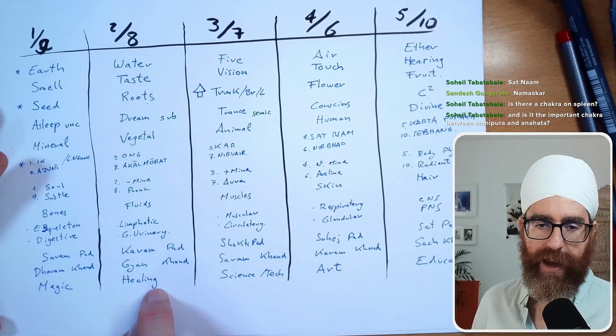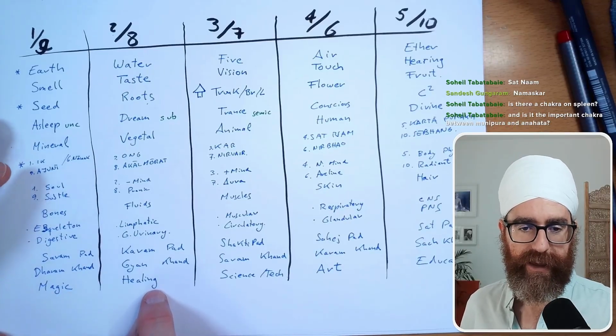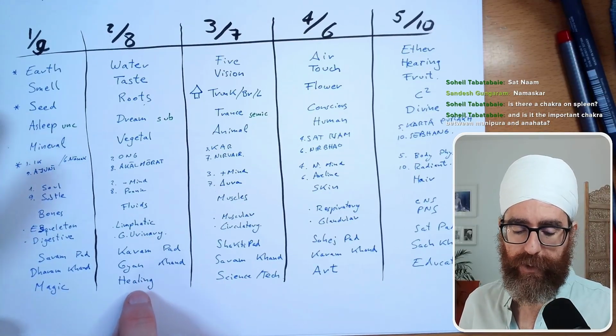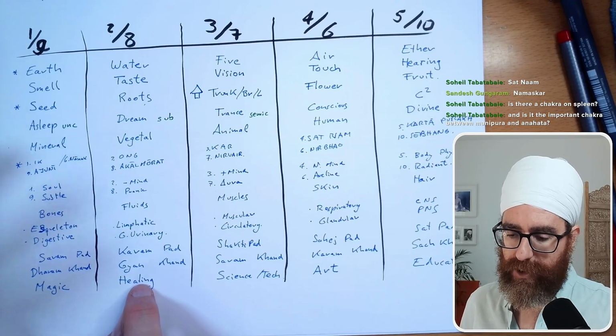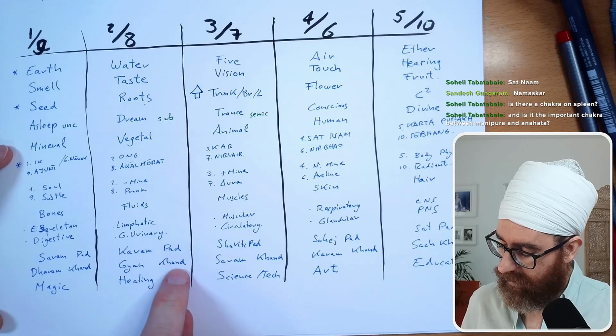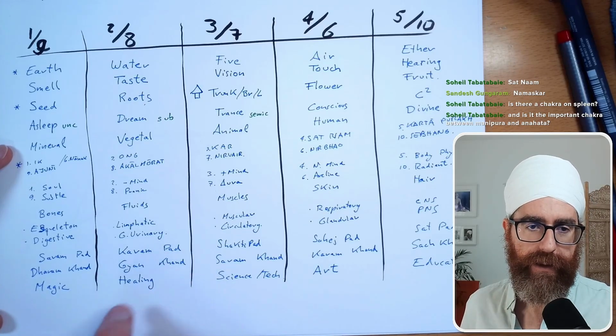2 and 8, today I talked a lot about cleansing and cleaning, and that's linked to healing. Healing is about removing toxicity, tensions, resistance, and disease. So healing is the language of the 2 and the 8.